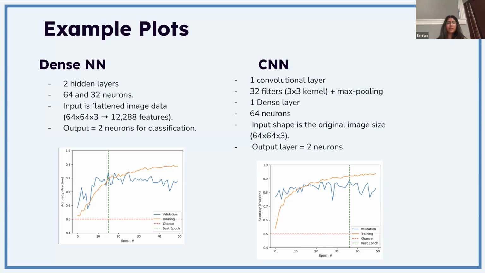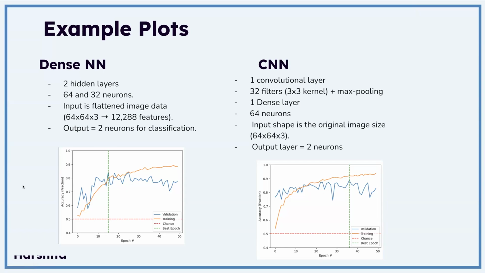On the graphs themselves, we have training and validation data and a line that represents chance. The green shows the best epoch, which varies for each graph. For the dense model, we had flattened image data with two hidden layers and many neurons using ReLU, and we had two neurons for classification using softmax. The CNN model had convolutional layers, a dense layer using ReLU, and then an output layer of two neurons using softmax once again. We used 100 epochs for each model too.